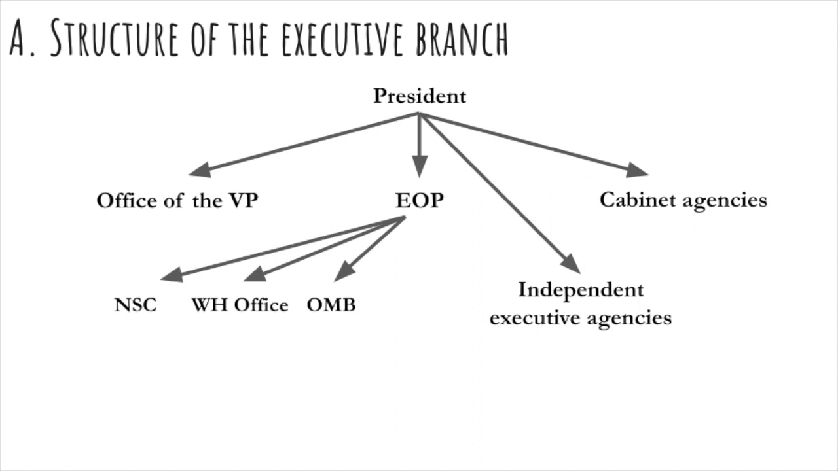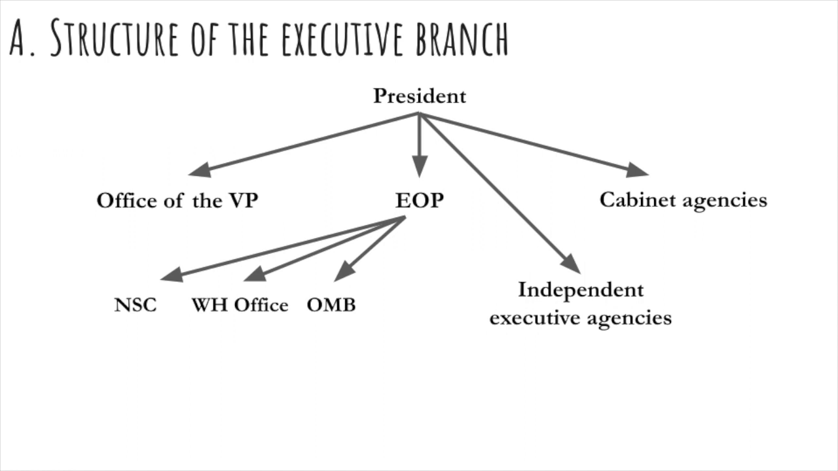Now, you also have cabinet agencies. This is probably what most people think of when they think of the executive branch outside of the presidency. So this is the Department of State, the Department of the Interior, the Department of the Treasury, each run by a secretary, the Secretary of State, the Secretary of the Treasury, and so on and so forth. Each cabinet agency then is obviously designed to try to help the president run a particular aspect of the government.